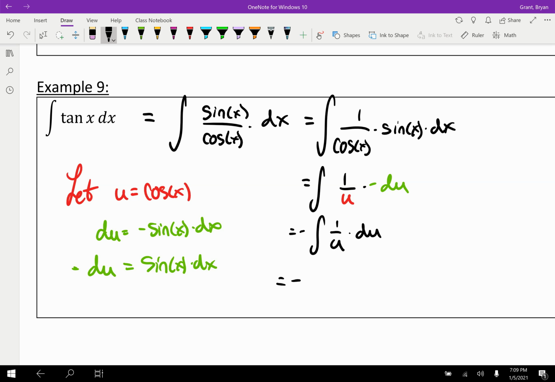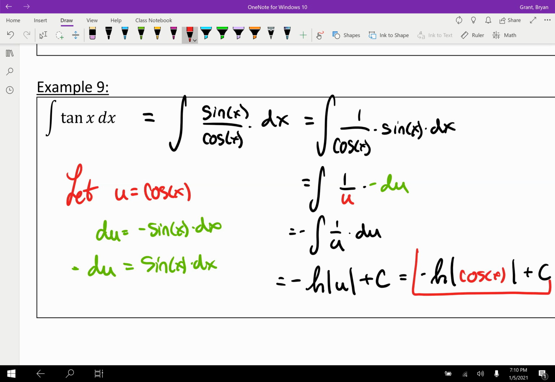And then we have 1 over u, which we should be comfortable with that antiderivative. It's the natural log of the absolute value of u plus c. And as we finish this up, we're remembering that u is cosine of x. And I bet you would not have guessed that that is the antiderivative of tangent, would you now? But it's a day to be surprised.